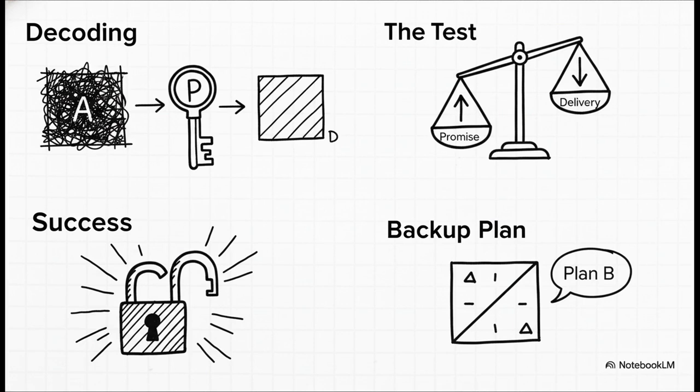So, what are the big things to take away from all this? First, diagonalization is all about decoding a matrix into its most basic actions and directions, its eigenvalues and eigenvectors. Second, the test is simple. For every eigenvalue, does the promise equal the delivery? If the matrix passes, it gains some amazing superpowers that make hard problems easy. And if it fails, no sweat, because the Jordan form is always there as a backup plan.